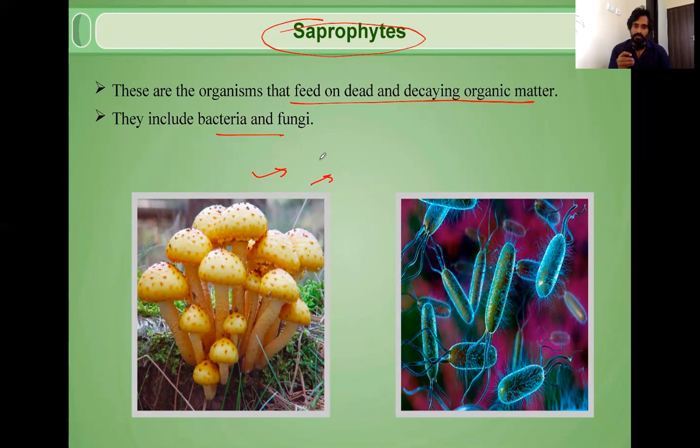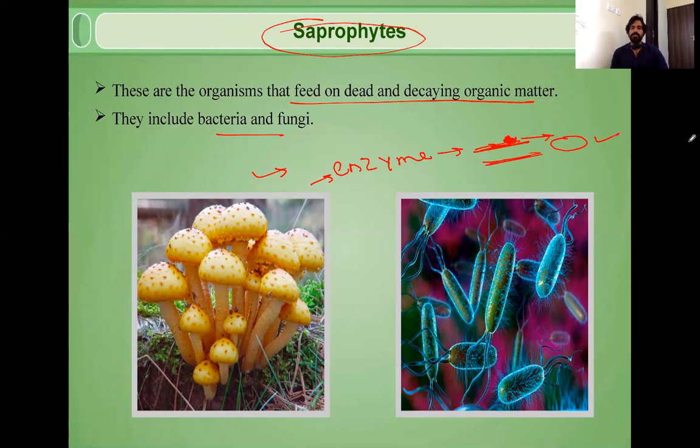This mushroom releases some sort of enzyme, and that enzyme converts the wooden block, the wood, and solubilizes the carbohydrate, converting it into simple sucrose or simple carbohydrate. They create a solution, and this fungus, or mushroom, sucks that nutrient.